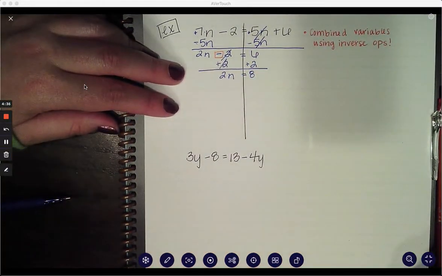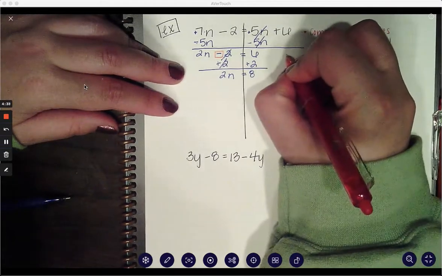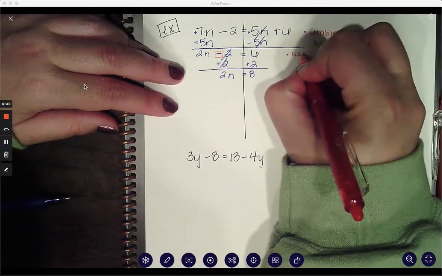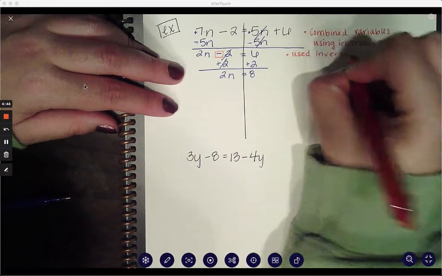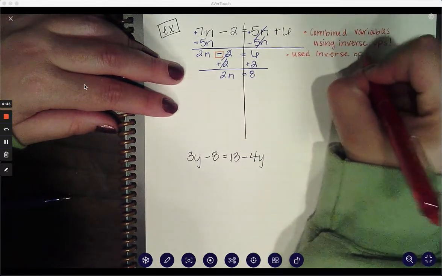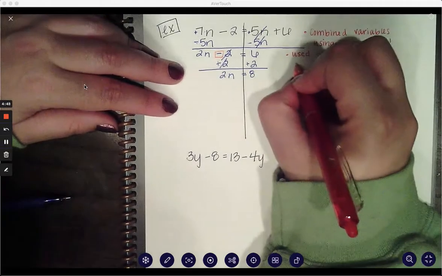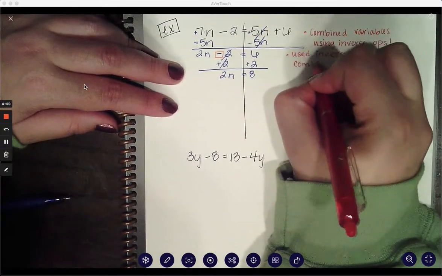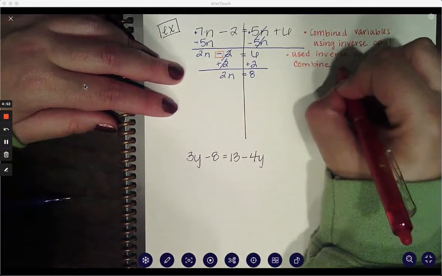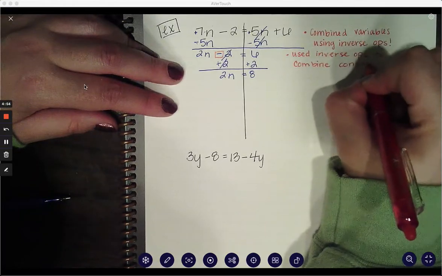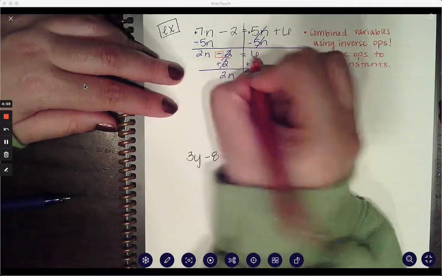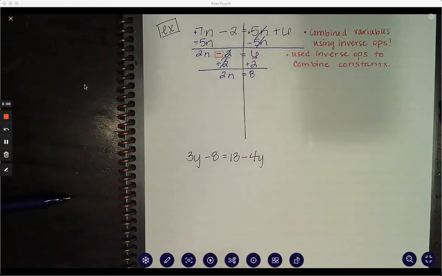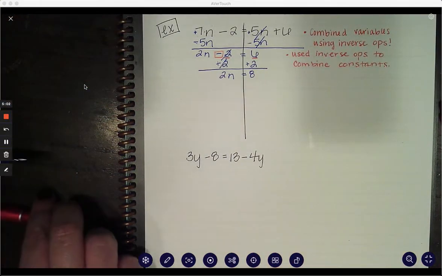So what did I do? I used inverse ops to combine my constants, because that's what these are. These are the constants. There's no variable there, so we have constants.